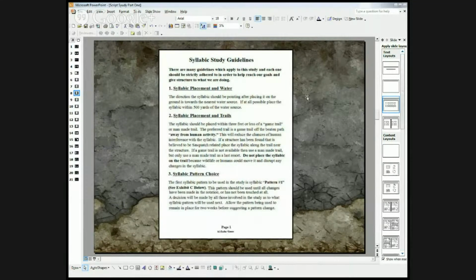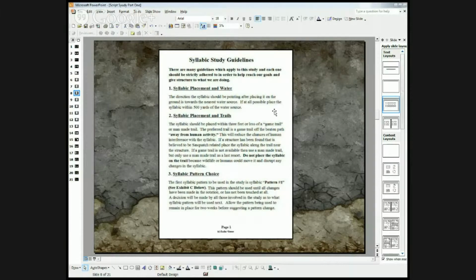The direction the syllabic should be pointing, after placing it on the ground, is towards the nearest water source. If at all possible, place the syllabic within 500 yards of the water source. The reason for this part of the guideline is that there are a lot of game trails moving to and from water sources, and it would be a good place for a symbol to be placed off the main trail in case the subject was actually moving to and from the water source, and it would be noticed more easily.